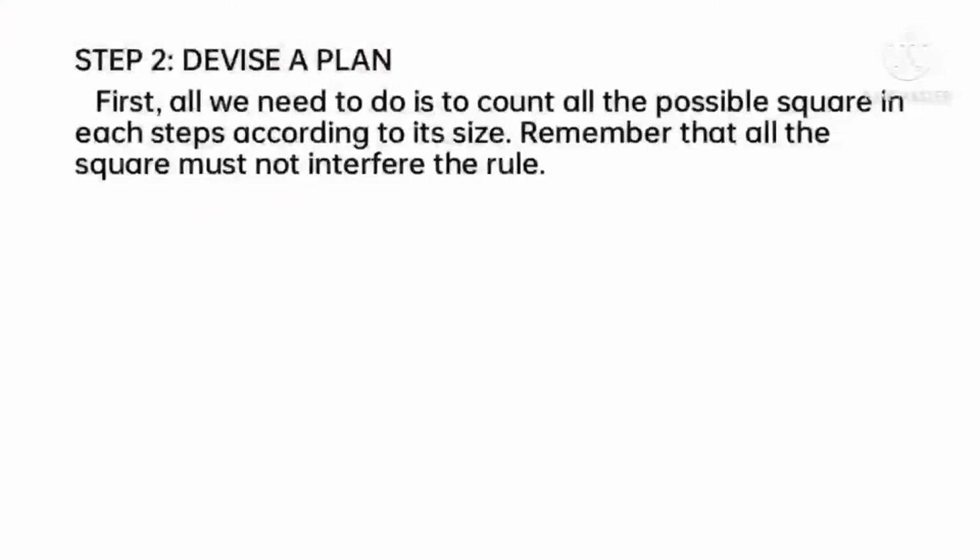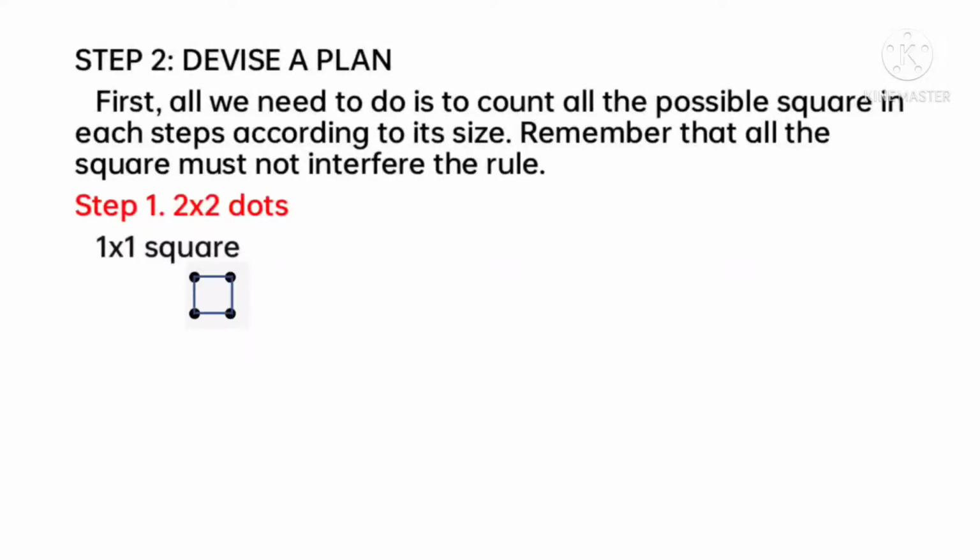Next, we proceed to the second step, devise a plan. First of all, what we need to do is count all the possible squares in each step according to its size. Remember that all the squares must not interfere with the rule. So step 1, 2 by 2 dots. The size of the square is 1 by 1. Ito lang yung pwede nating i-draw sa 2 by 2 dots. So therefore, there is one possible square that we can draw from step 1.